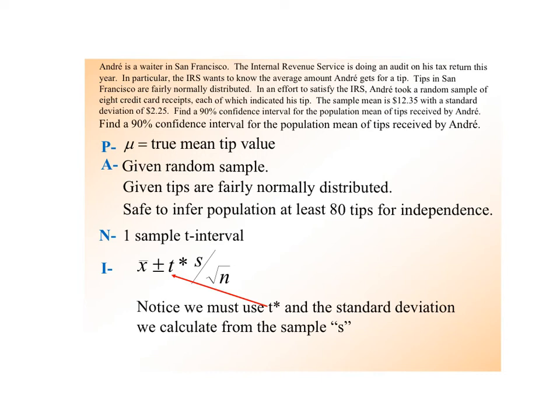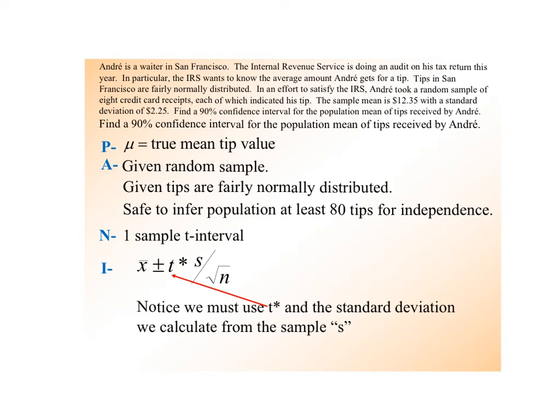So first of all, what's our interest value here? It comes from the question, right? We're interested in the mean, the average of the tips he received. So we're looking for the true average of the tip values that Andre received. What's the symbol for the mean of a parameter? This mu symbol, right? So mu is equal to this.